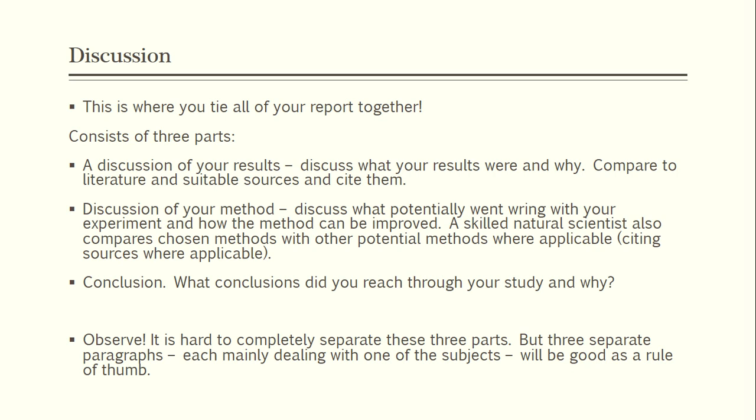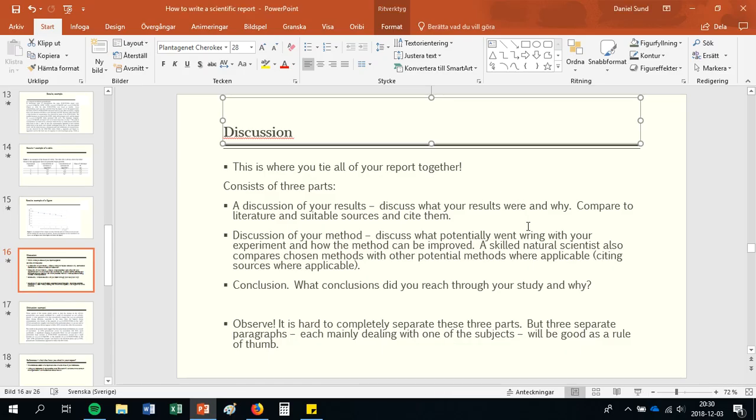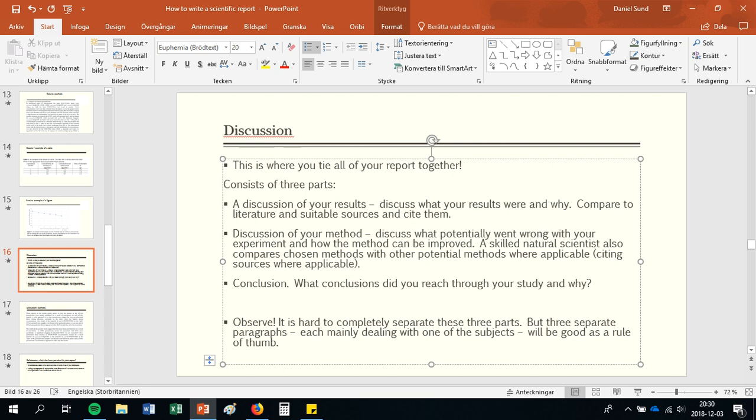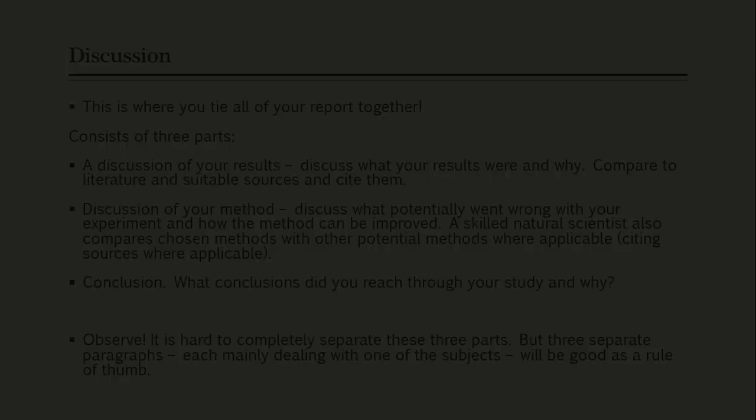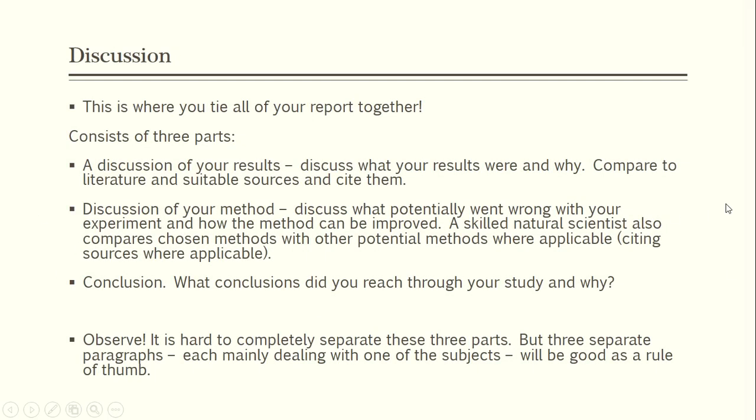Then you can also discuss your method, what you've done. What could potentially have gone wrong with your experiment? And how can the method be improved? And yes, by writing "human error" and a full stop, that doesn't really say anything. You've got to get into details here. What part of the experimental procedure could have been improved?